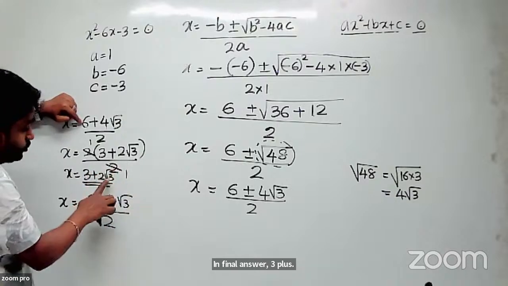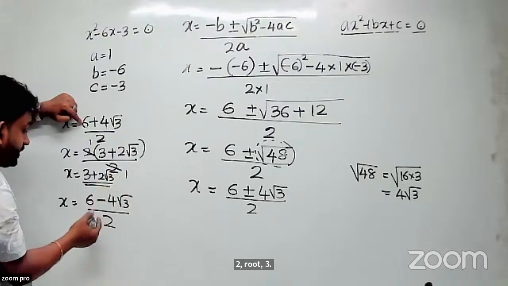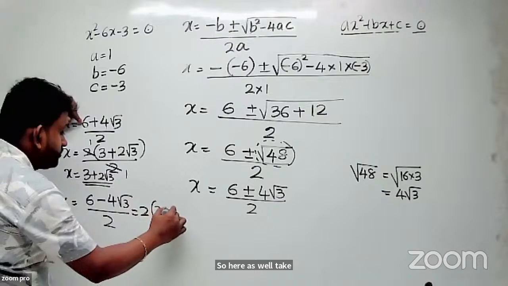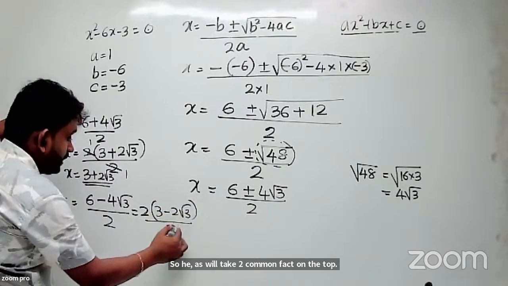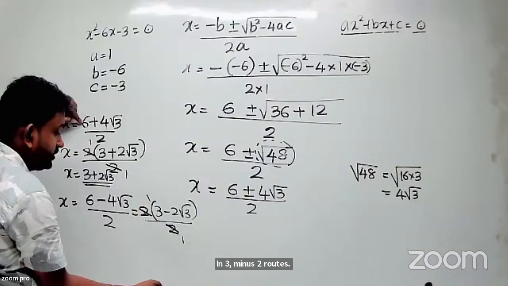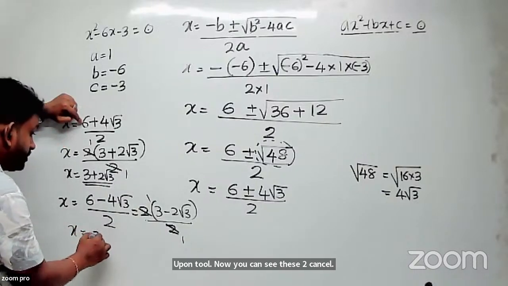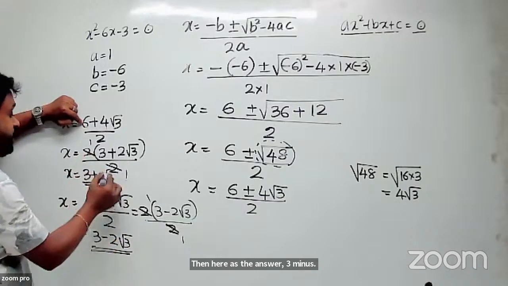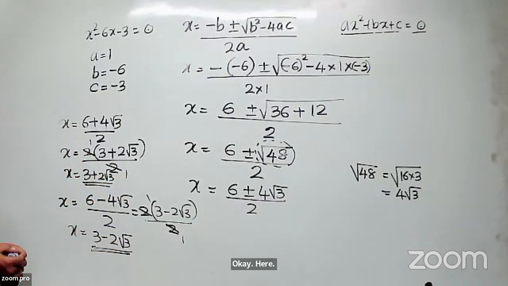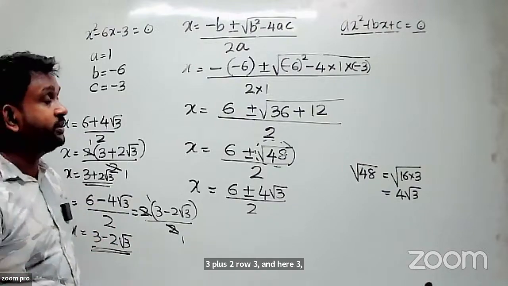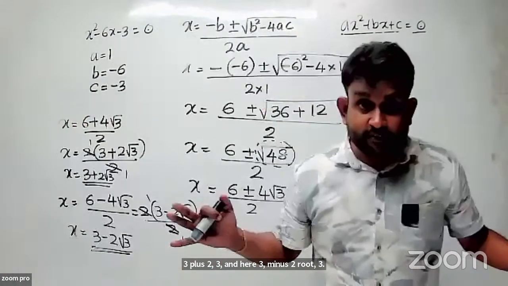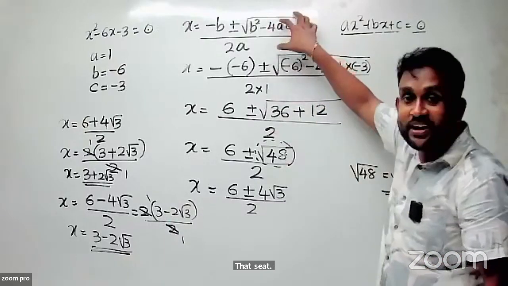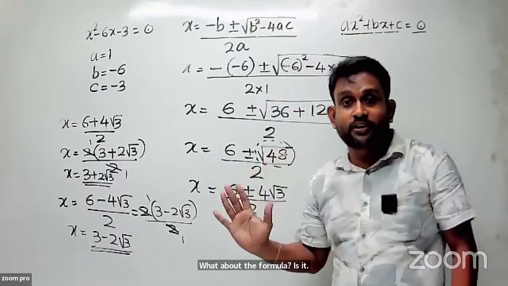Okay. Then in the exam, if root 3 is given, substitute and solve. Here as well, take 2 common factor on the top, then 3 minus 2 root 3 upon 2. Now this 2 cancels, so the x answer is 3 minus 2 root 3. Okay, here 3 plus 2 root 3 and here 3 minus 2 root 3. When root 3 is given, you can find out. Okay, that's it. What about the formula? Is it hard? Just the formula, and here only the substitution, right?